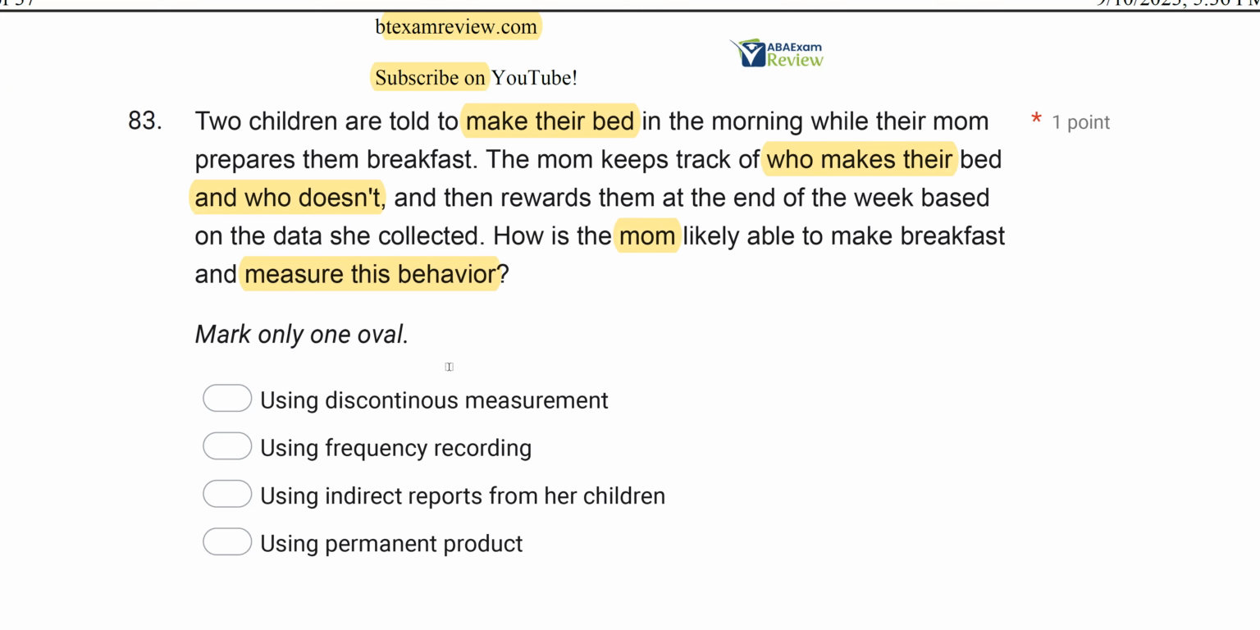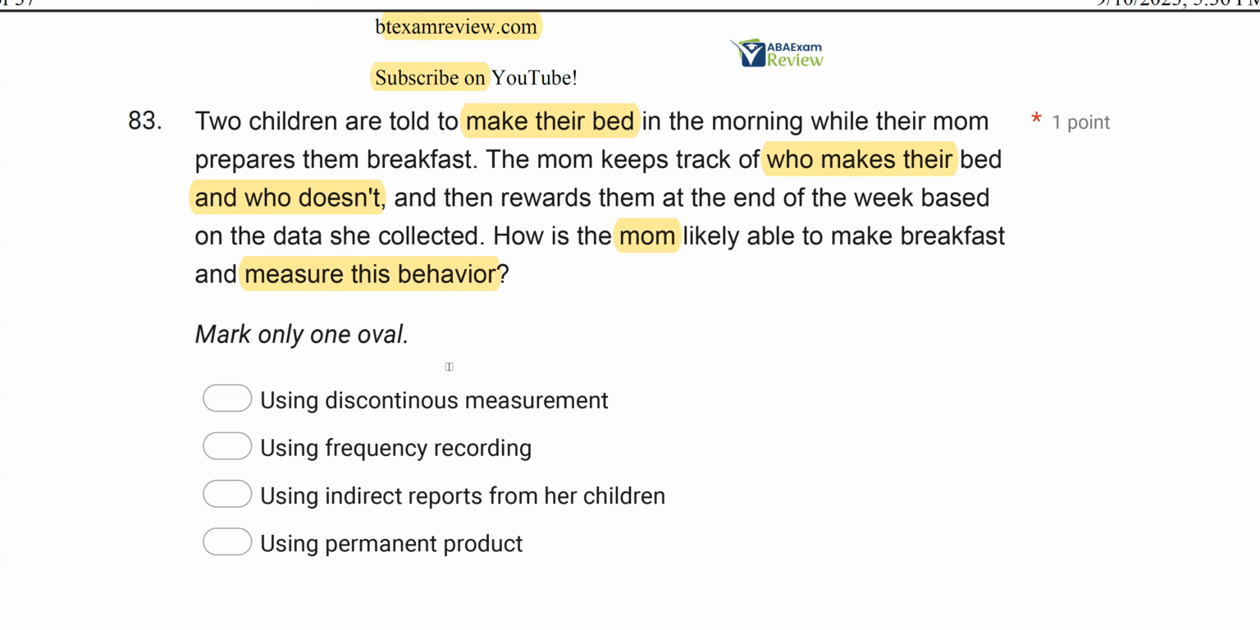A, discontinuous measurement. So with discontinuous measurement, that would be partial interval, whole interval, and momentary time sampling. And even though those three measurements are considered discontinuous, there is still some observation involved. And so it's still going to be challenging for the mom to do both of these things.